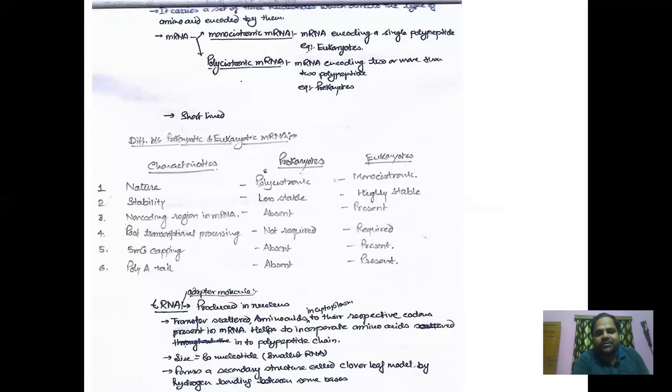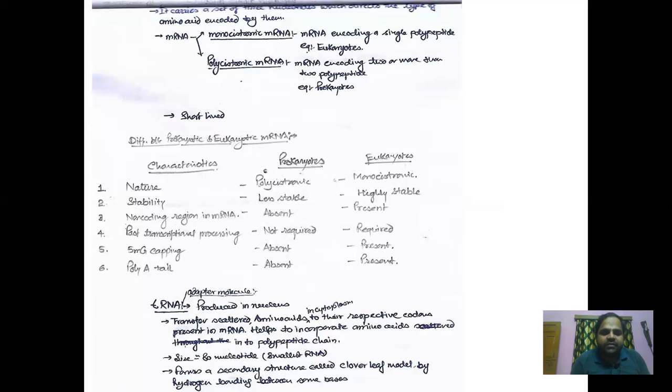Some of these points are represented here. With these differences you will not be able to understand yet, but in further videos we will see the details, then you will be able to understand what is the meaning of 5-methyl guanosine capping, polyadenylation, and non-coding region in mRNA. So in further videos, I will explain it.